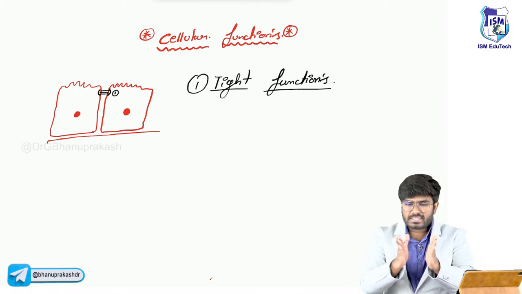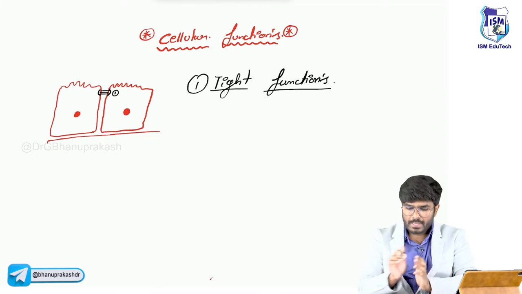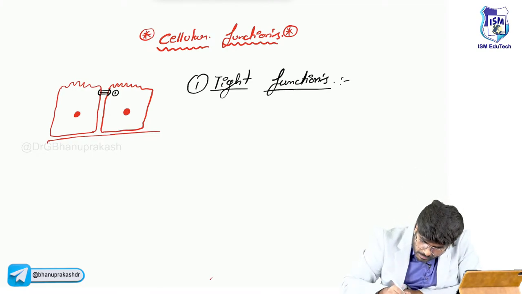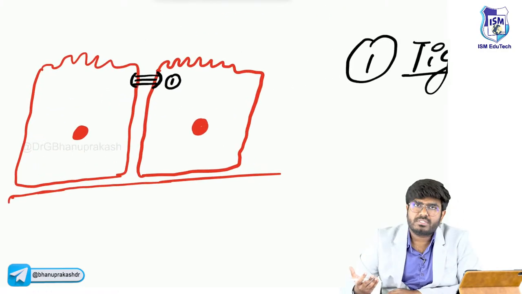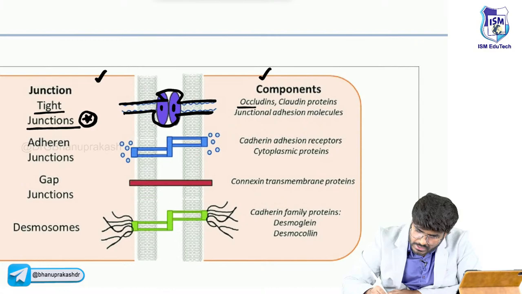The first intercellular adhesion that I am talking with you about is the tight junction. These tight junctions, these molecules are there, right? These black color molecules which I have shown you. Sir, what exactly are these molecules? What are these molecules which are forming the tight junctions? See, look here. They are occludins and claudins.